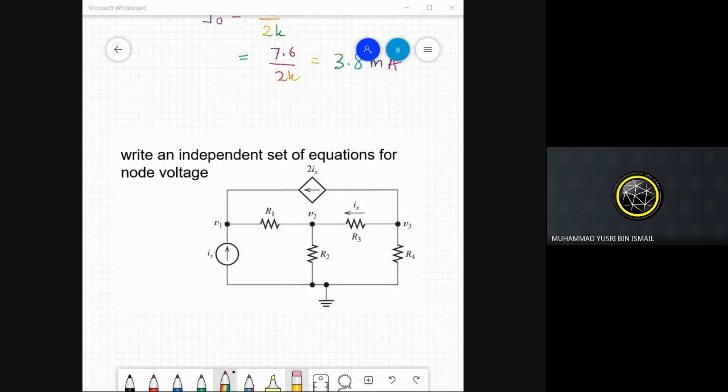Attendance sangat memuaskan. Saya harap semua faham lah apa yang saya ajar.